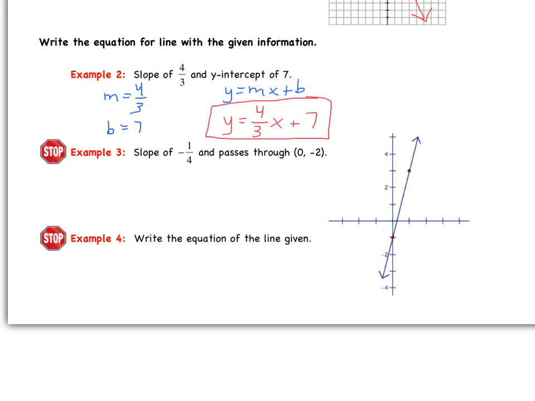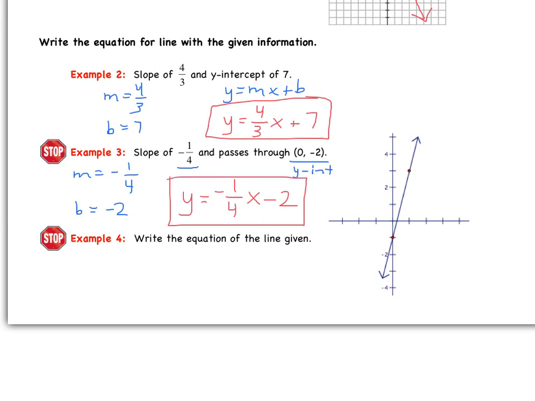Okay, hopefully we had a chance to try both of these, and we should recognize in example 3 we have all of the information that we need in order to write our equation in slope-intercept. We have our slope, so in this case m is negative 1/4, and this ordered pair, that is our y-intercept. When x is 0, we have a y value, therefore our b value is negative 2. So we write our equation, y equals negative 1/4 x minus 2. So hopefully you did all right with that one.